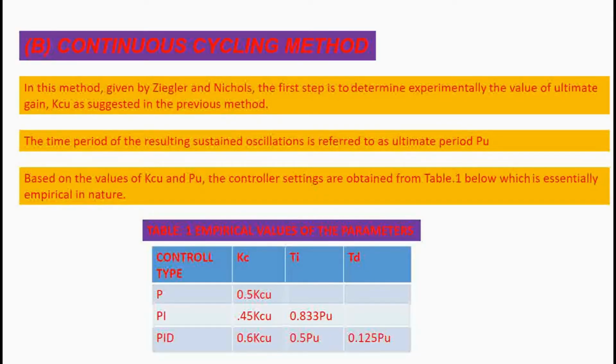After the trial and error tuning method, now we will do our continuous cycling method. In this method, we have to use the ultimate gain Kcu and the time period, which is called the ultimate time period Pu, to find out the P, I and D values. This Table 1 is shown here, and we have to put the values of Kcu and Pu to find out the PID values, and put those values in the controller and find out the response.